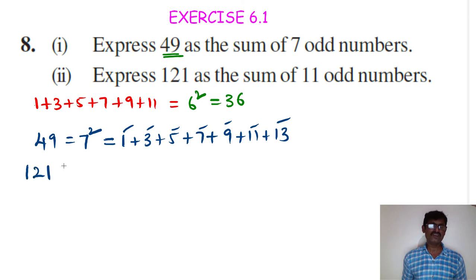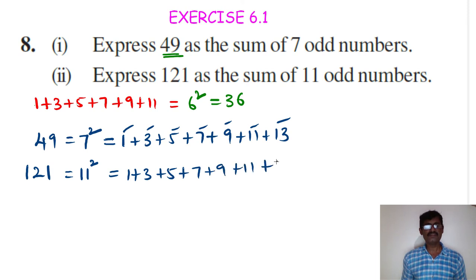Similarly, if you take 121, we know that 121 equals 11 square. So we need to write 11 consecutive odd numbers starting from 1. So 1 plus 3 plus 5 plus 7 plus 9 plus 11 plus 13 plus 15 plus 17 plus 19. Let us check how many we have. 1, 2, 3, 4, 5, 6, 7, 8, 9, 10 only. So let us write, after 19 we have 21. So we have here 11 odd numbers, and the sum of these 11 odd numbers equals 11 square, and that is equal to 121.